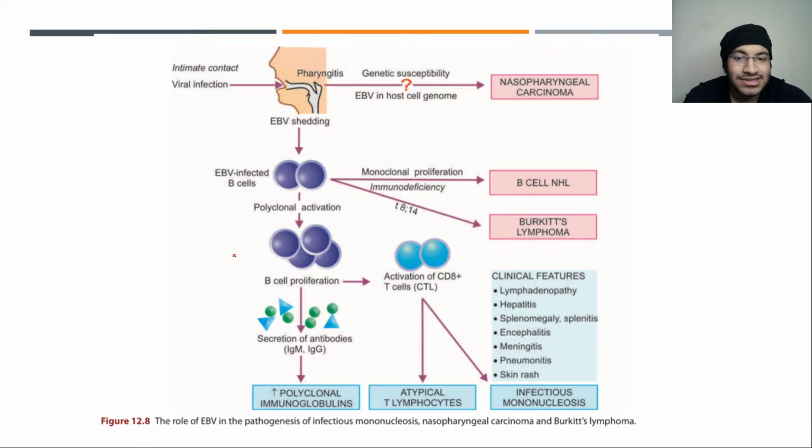So this is the main flow chart of the pathogenesis of IM. First of all, there will be intimate contact, then the virus will be acquired, and this virus will invade the salivary gland and settle in the epithelium. After invading the epithelium, it will go to the B cell.